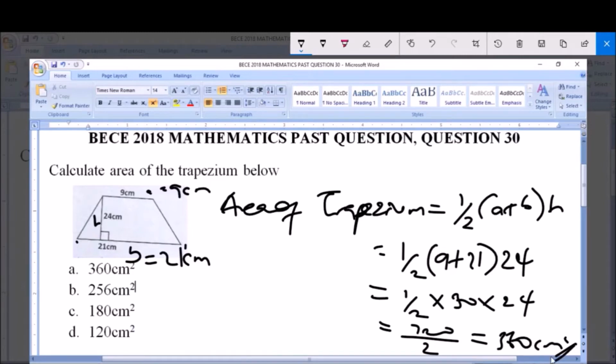So this is the area of the trapezium. Now from the options, you see that option A corresponds to our answer, which is 360 centimeter square. The other options are wrong. So option A is the correct answer.